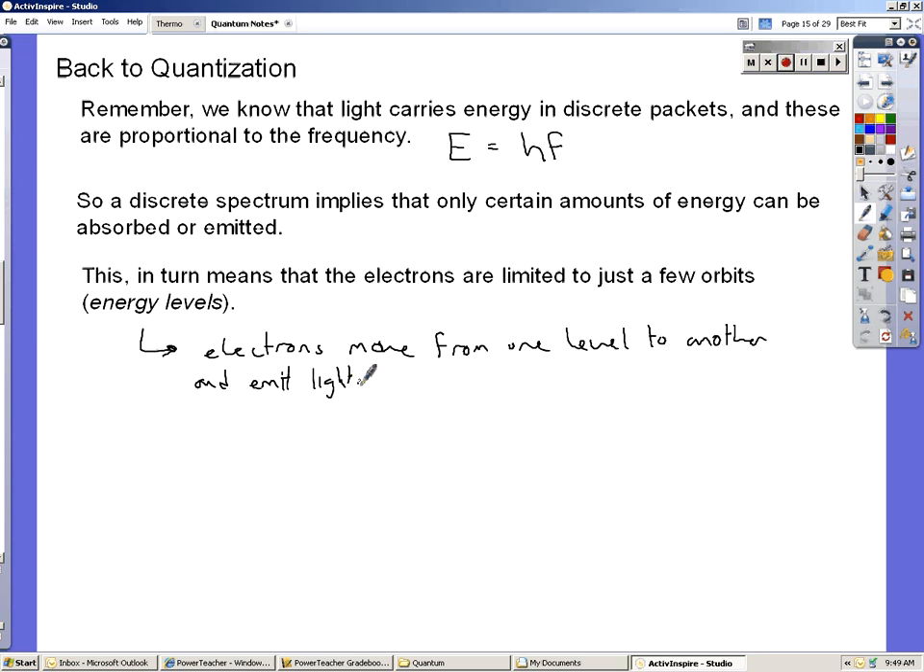They emit exactly one photon when they move between energy levels, and that photon has an energy equal to the difference between the energy levels. So the energy of the photon equals the change in the electron's energy. So if only certain photon energies are emitted, that means only certain electron energies are allowed.